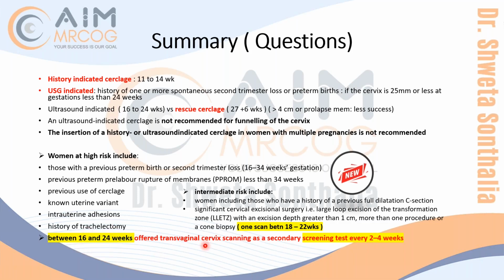So this is what you have to follow, because whenever there is a dilemma between NICE and GTG, always choose GTG over NICE. GTG is always your first source and then NICE, because NICE is a more generalized guideline. GTG is specific to OB-GYN. So now you'll follow this every 2 to 4 weeks between 16 to 24 weeks for high risk.